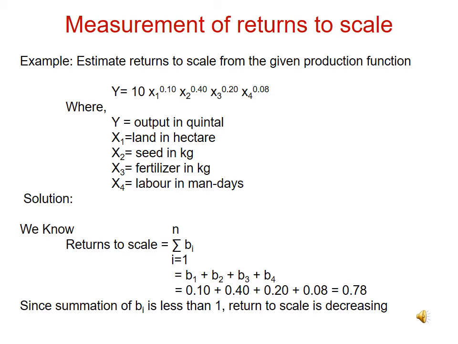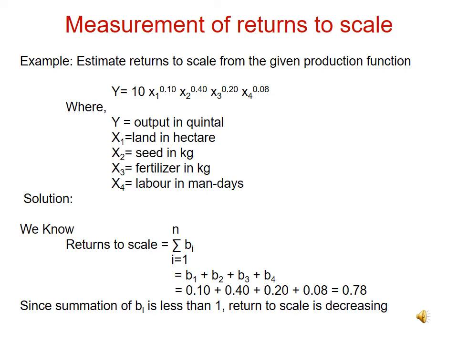So here I am trying to show how to measure returns to scale with the help of a numerical example. Estimate returns to scale from the given production function. The production function is like this: y equal to 10, x1 to the power 0.1, x2 to the power 0.4, x3 to the power 0.2 and x4 to the power 0.08. Here, as you know, y is the output in quintal, x1 is say land input in hectare, x2 is say seed in kg, x3 fertilizer in kg, and x4 say labor in man days. So this is a hypothetical example.